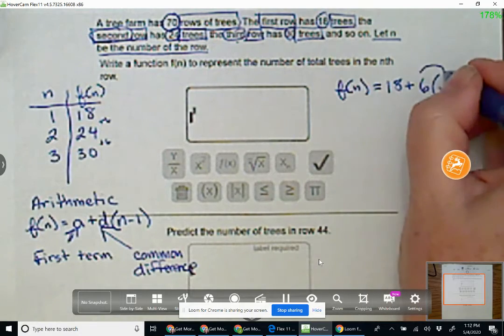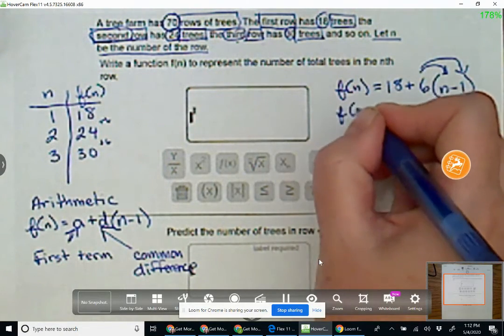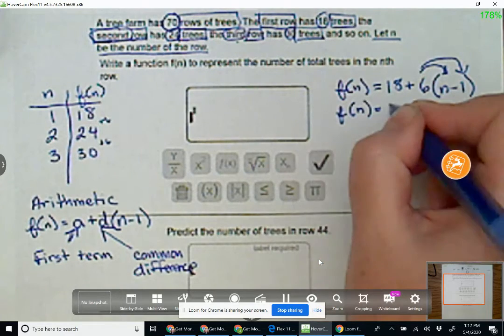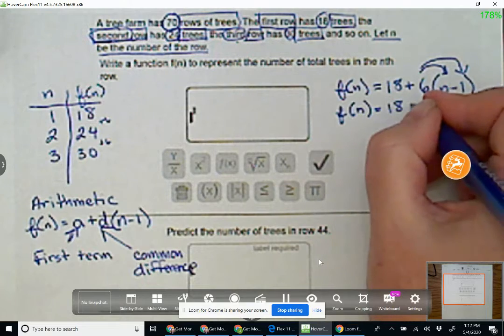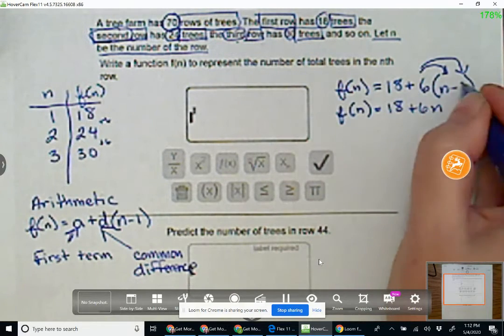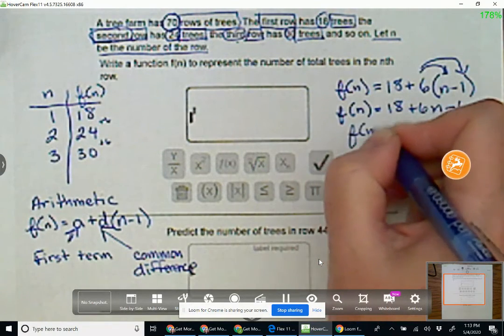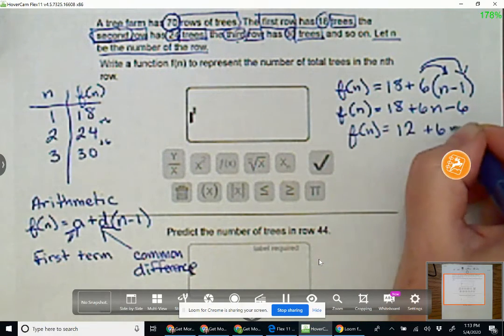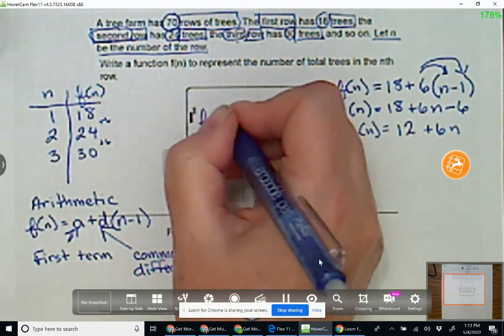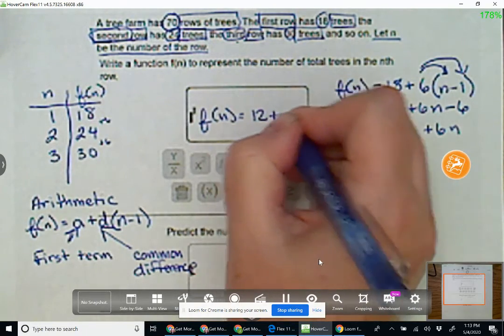Okay, to simplify, you have to distribute, remember. Don't forget that step. Remember, we were doing this on the last week of actual classes, and a lot of you were forgetting that step. 6 times n is 6n. 6 times negative 1 is negative 6. 18 minus 6 is 12, plus 6n. So I'm going to plug that in here. F of n equals 12 plus 6n.